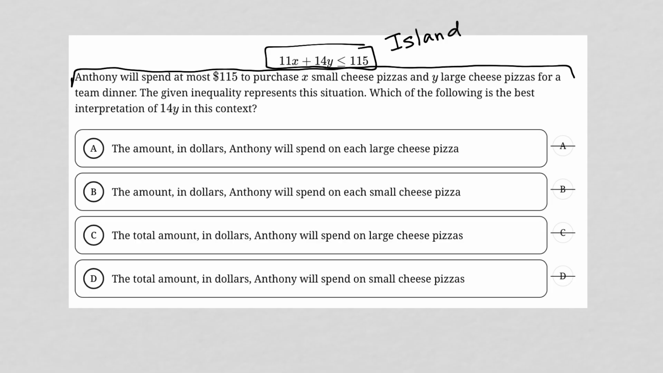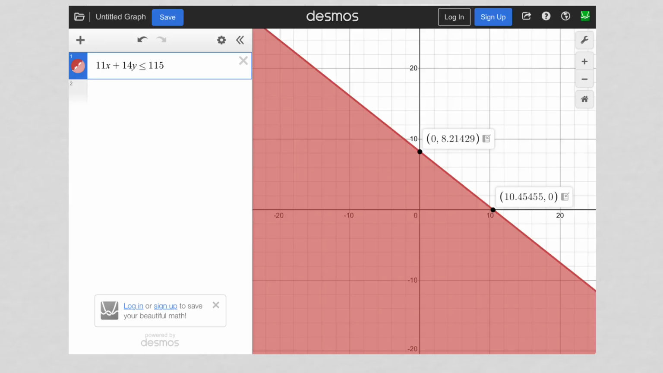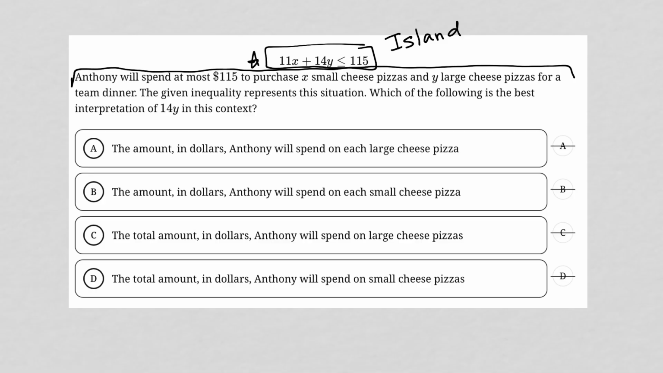So I have 11x plus 14y is less than or equal to 115. I typed it into Desmos just as it was provided, and we can see we have this shaded graph with a solid red line, and I've just highlighted what the y-intercept is and what the x-intercept is. Then we always go back and see, did I really need that graph or not? 95% of the time you will use it. There's a 5% chance that you may not need it, but I think it's still a great habit to have. It doesn't take all that much time.